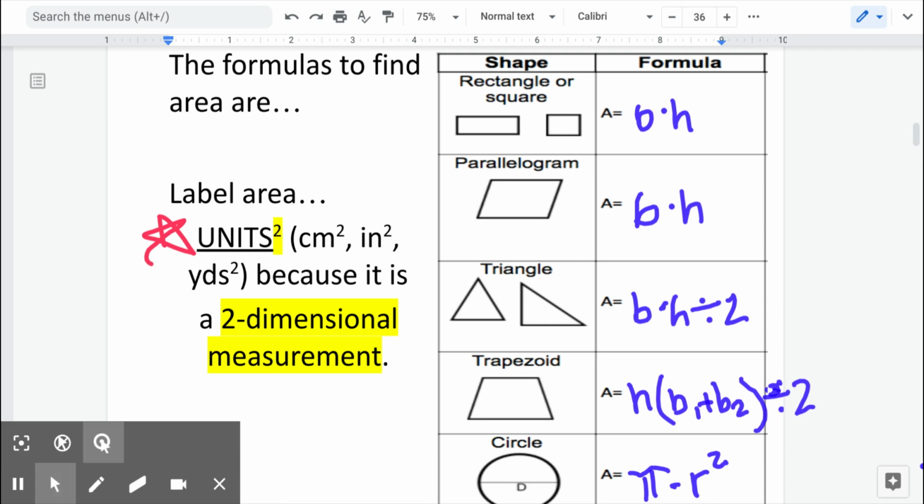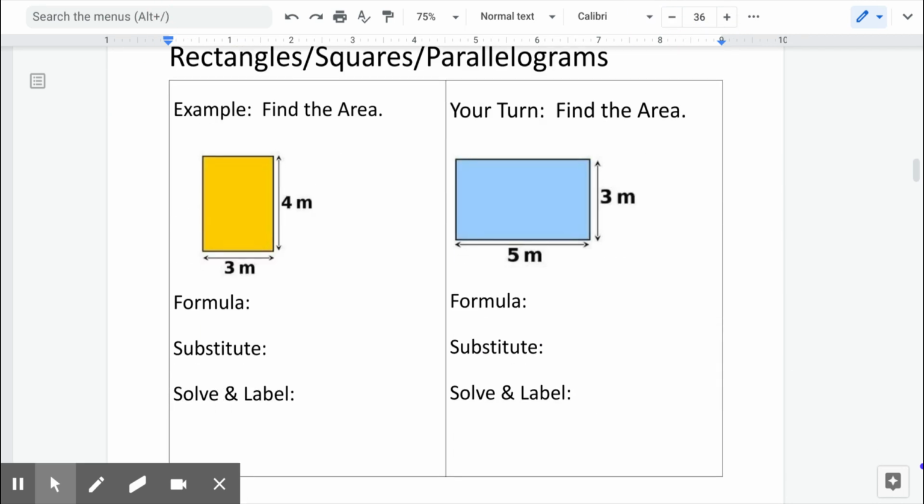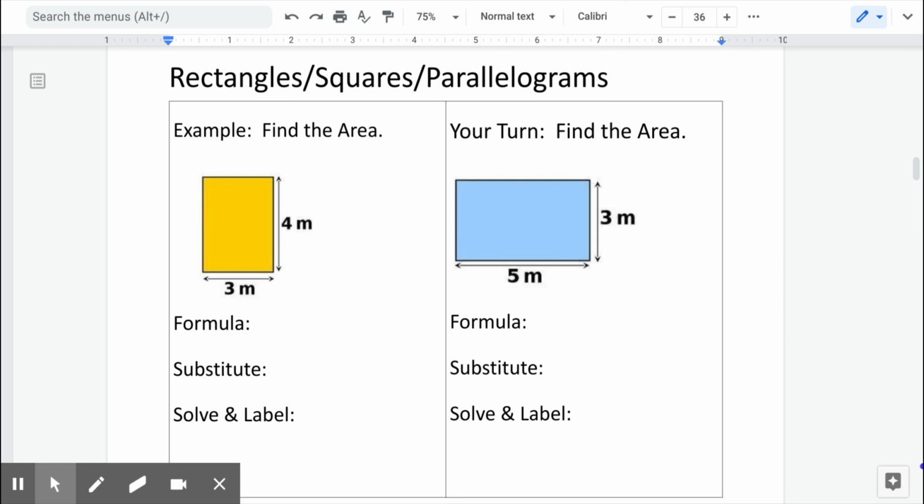Again, you should have written these formulas down. What we're going to do today is see examples of each one, and then you're going to try your own. So we're going to start with rectangles, squares, or parallelograms. We learned on our formula handout that the formulas are the same for those 3 shapes. So I'm going to do this example first.